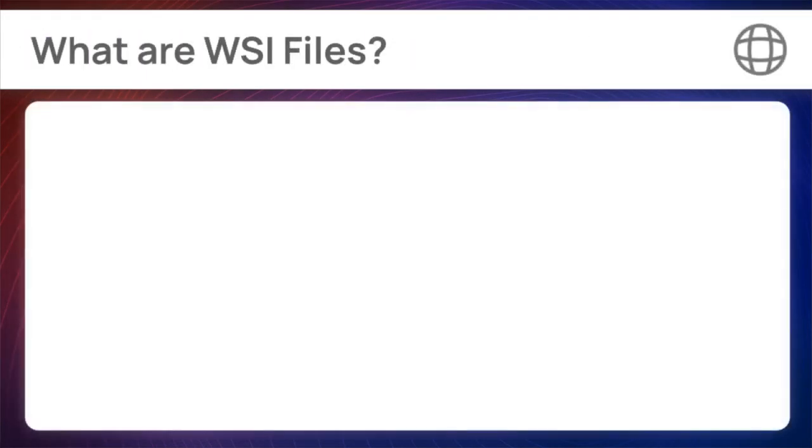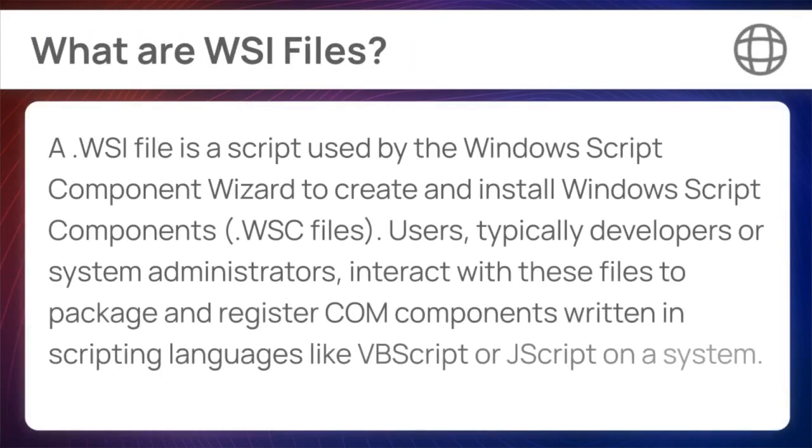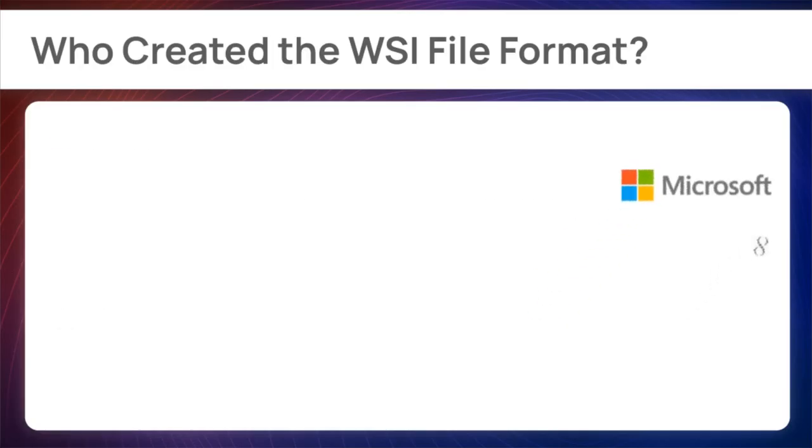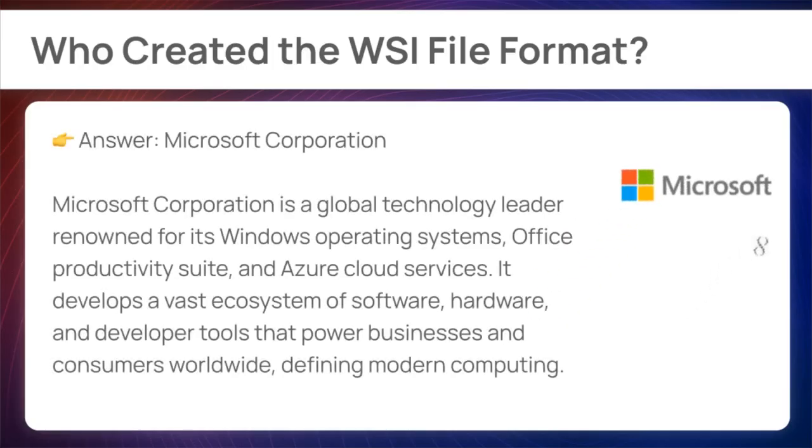A .WSI file is a script used by the Windows Script Component Wizard to create and install Windows Script Components, WSC files. Users, typically developers or system administrators, interact with these files to package and register COM components written in scripting languages, like VBScript or JScript on a system.